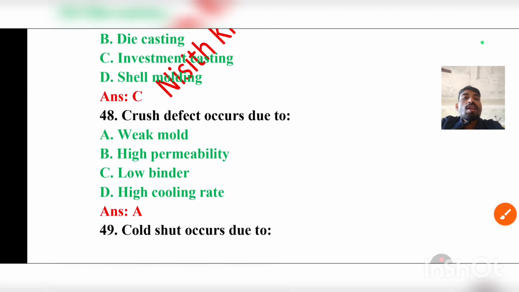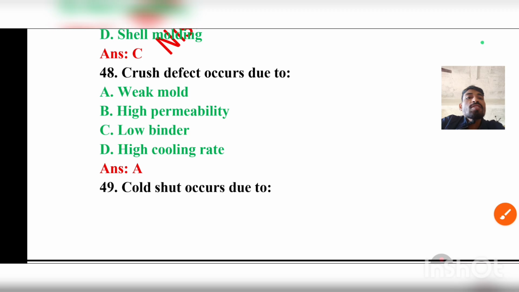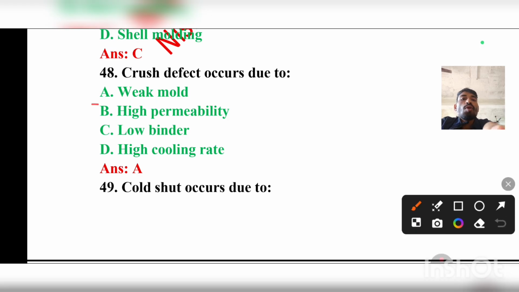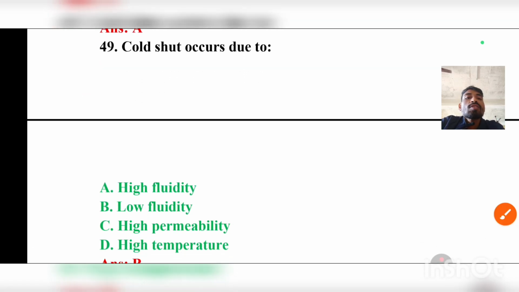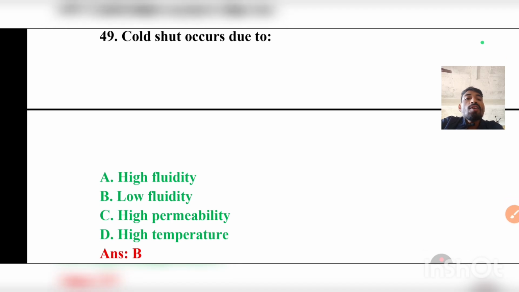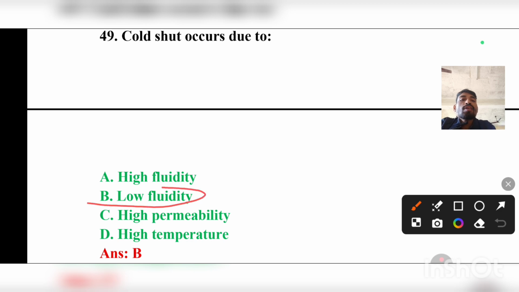Coming to the question number 48. Crush defect occurs due to weak mold, high permeability, low binder, or high cooling rate. Just see, the correct answer is your weak mold. Question number 49 is your cold shut occurs due to high fluidity, low fluidity, high permeability, or high temperature. The correct answer is your low fluidity. Due to low fluidity, cold shut occurs.